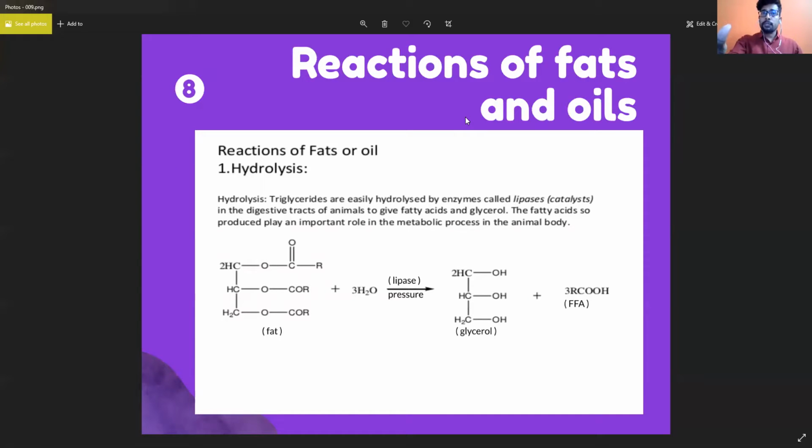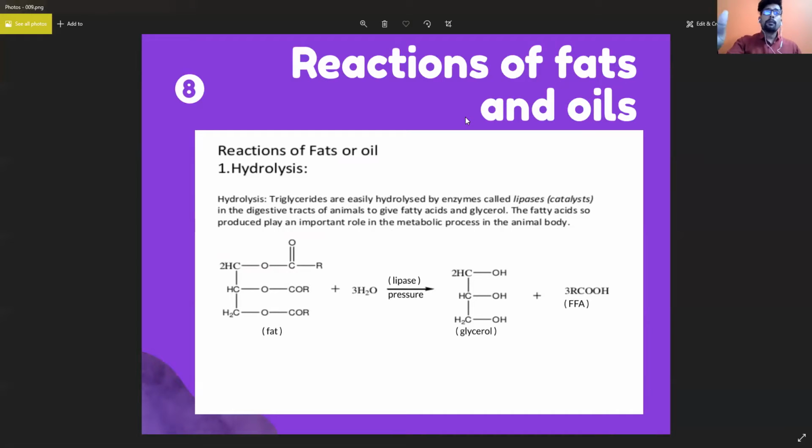H2O reacts as H+ and OH-. Fat is nothing but a triester, so I have taken three molecules of water. Hydrolysis is done by the enzyme known as lipase, because for digestion, the lipase in the digestive tract of animals is responsible. So generally lipase helps in hydrolysis. Hydrolysis can also be done in the presence of a catalyst like zinc oxide. Zinc oxide is used as a catalyst.